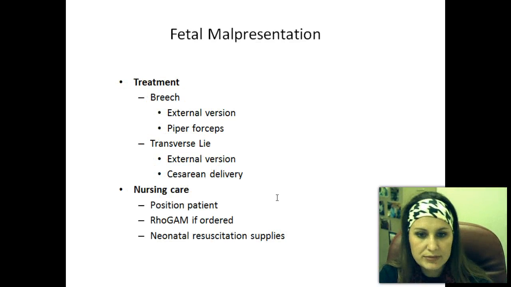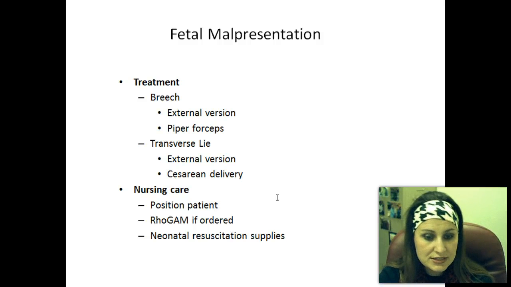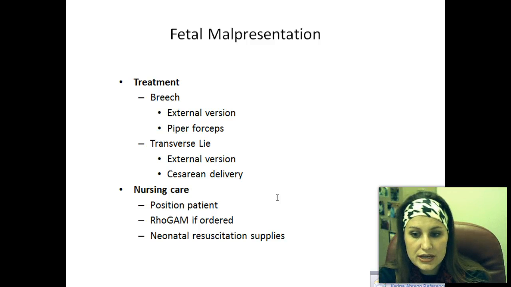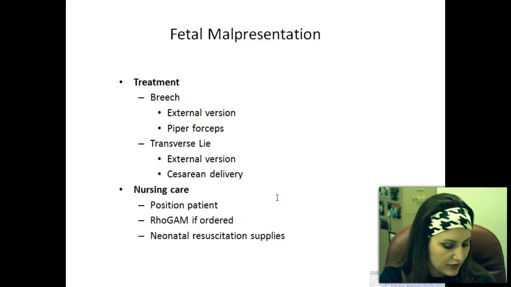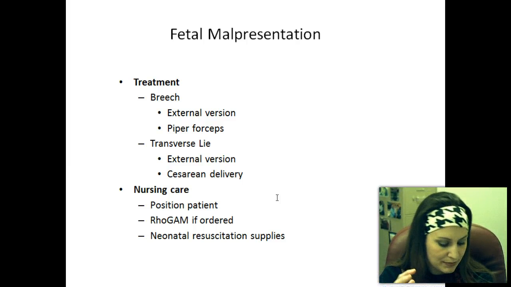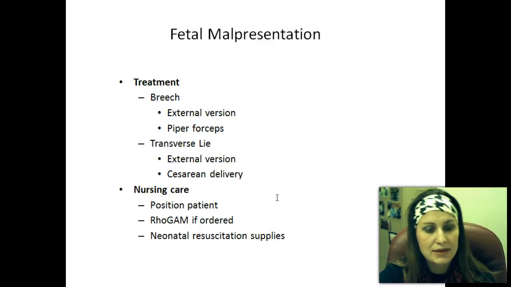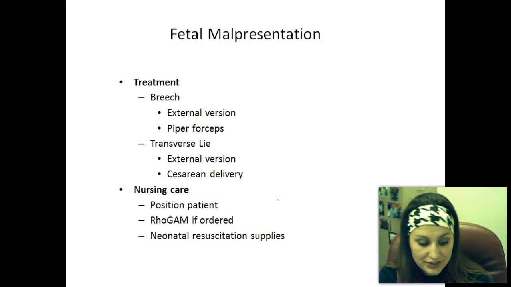Okay, so treatment for breech. A lot of times the doctor might go ahead and try an external version. So external version is on page 412, and it is actually done by a physician. He is manipulating the fetus through the abdominal wall to try and get that baby to turn, and that is very painful.